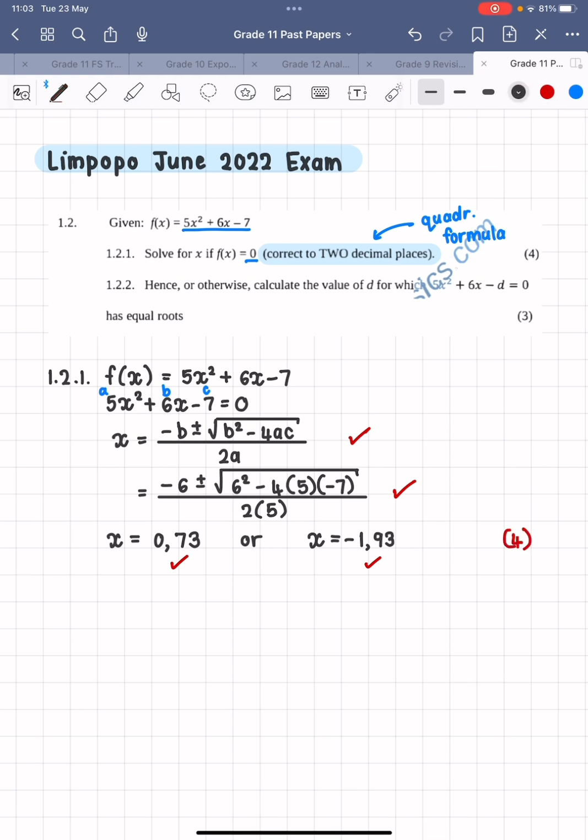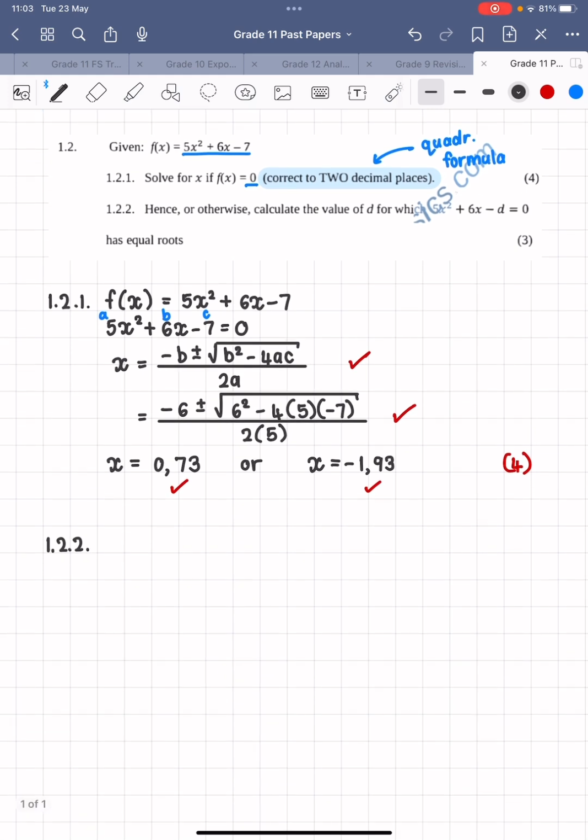Now the next part of this question is where it gets a little bit difficult. So now they are saying, hence or otherwise, calculate the value of d for which 5x squared plus 6x minus d equals 0 has equal roots. For a quadratic equation to have equal roots, your delta, your discriminant, has to be equal to 0. So that is actually what I'm going to write down as my first step.